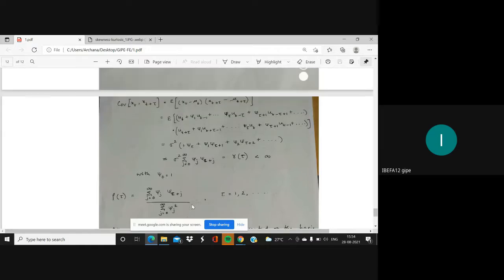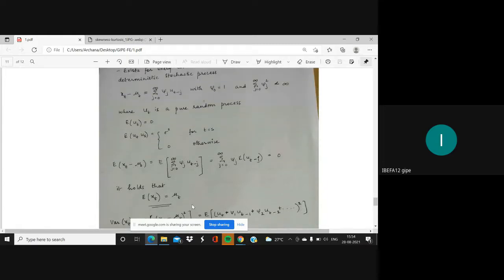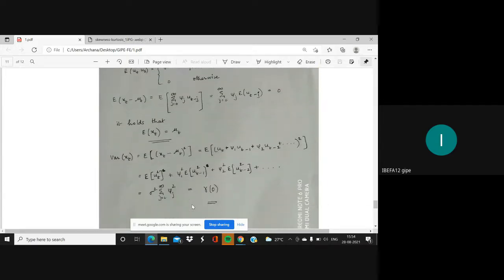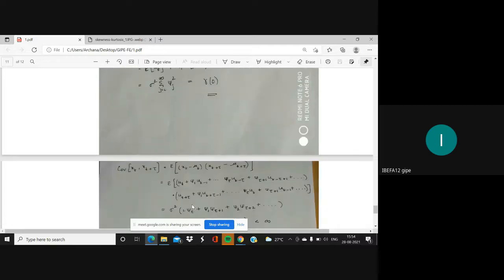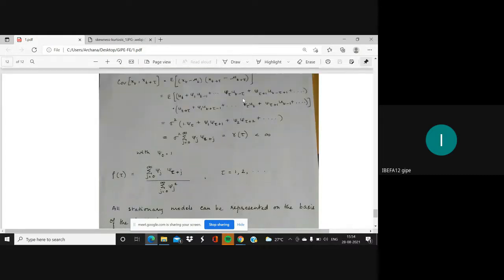And all stationary models can be represented on the basis of this Wold decomposition. So if you take any stationary model, you can break it up and express it in terms of the errors by removing the deterministic component and then finding the mean, variance and covariance. That will help you find the autocorrelation coefficient finally. Any doubts? You all might be a little confused about the notation here.